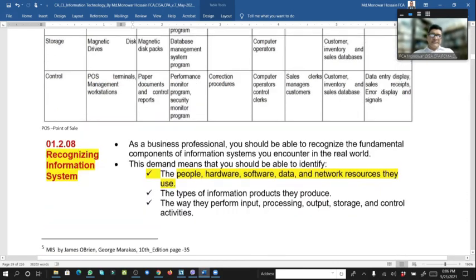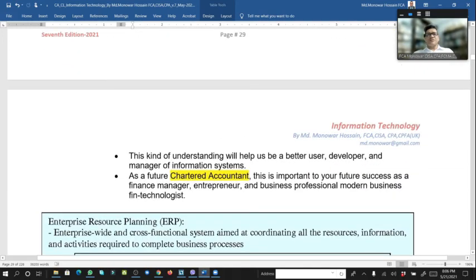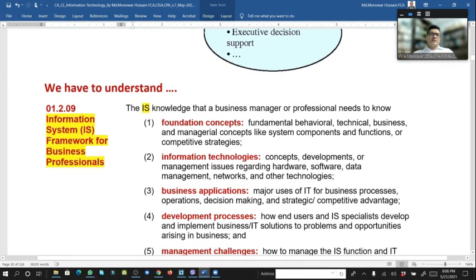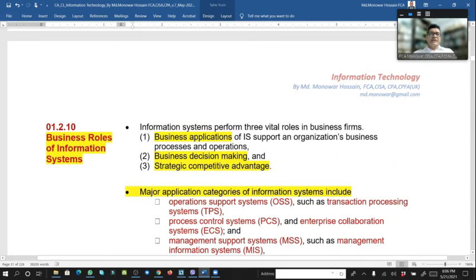So here is a table describing and recognizing the information system: people, hardware, software. We have also seen that ERP is the total environment, and information system is a part of ERP. Also MIS is the management system, and information system is a part of it. Information system fundamental business process we have seen, that means we have to understand the fundamental concepts: information technology, business application, development process, management challenges, and business role of information.